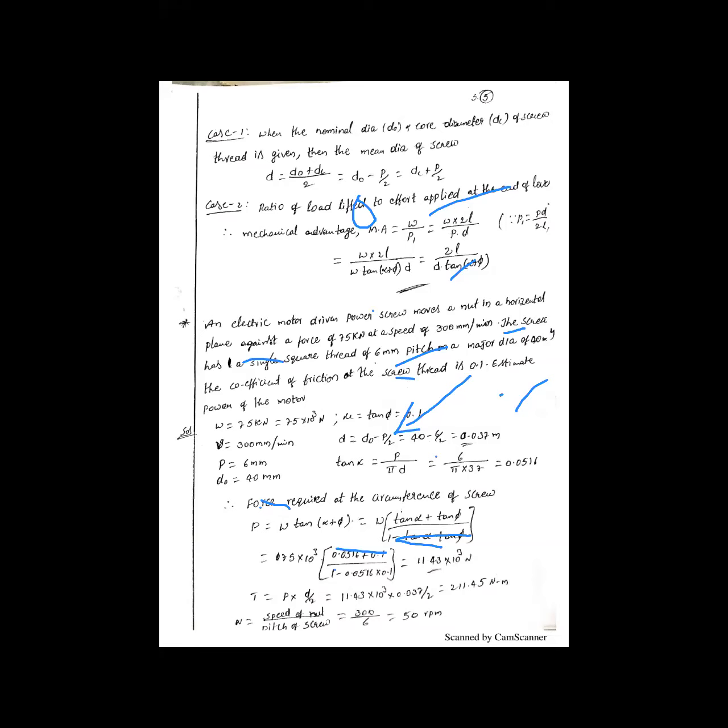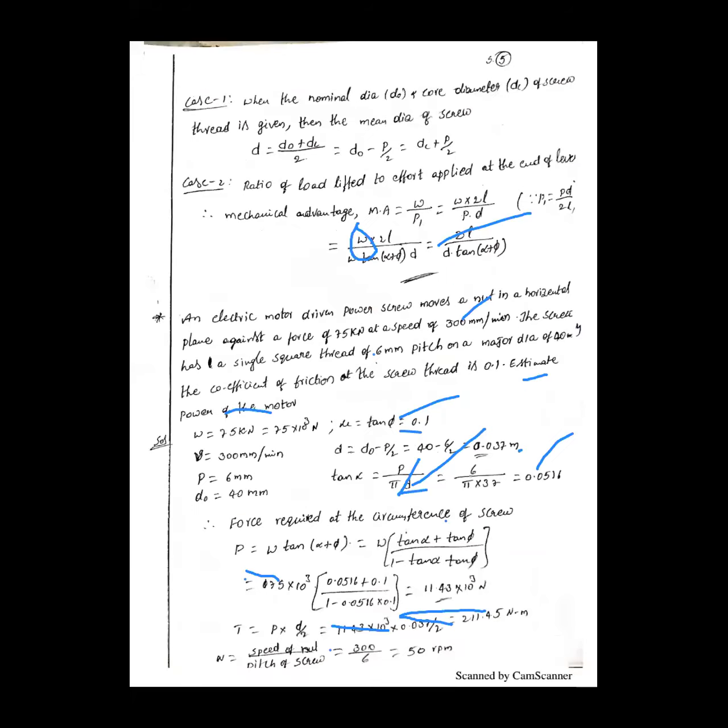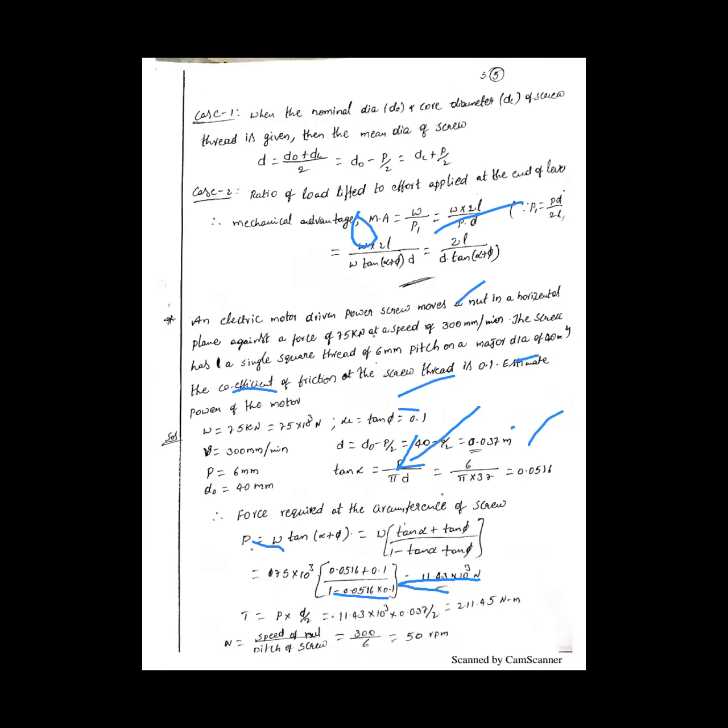So then W into 2L by W tan alpha plus phi into D. Here W cancels, so it is 2L by D into tan alpha plus phi. This is the mechanical advantage of the screw jack. Sometimes they may also give you the velocity ratio, and those are also asked, so at that time you may consider it here.